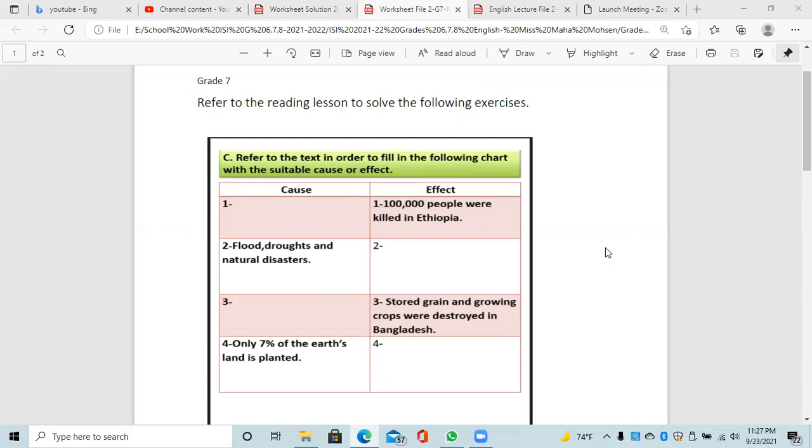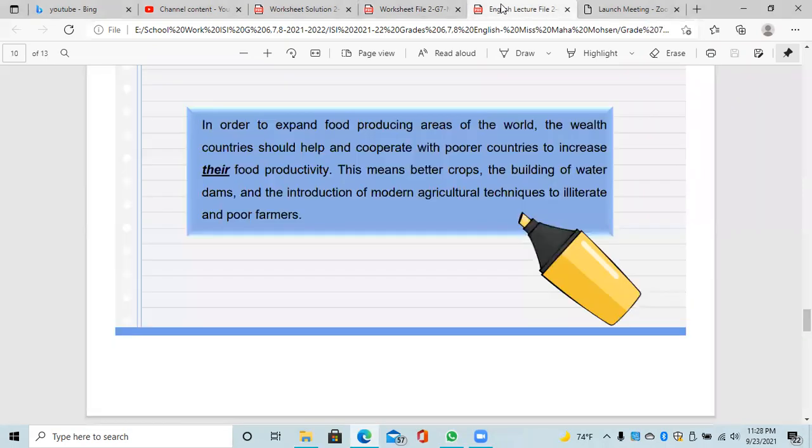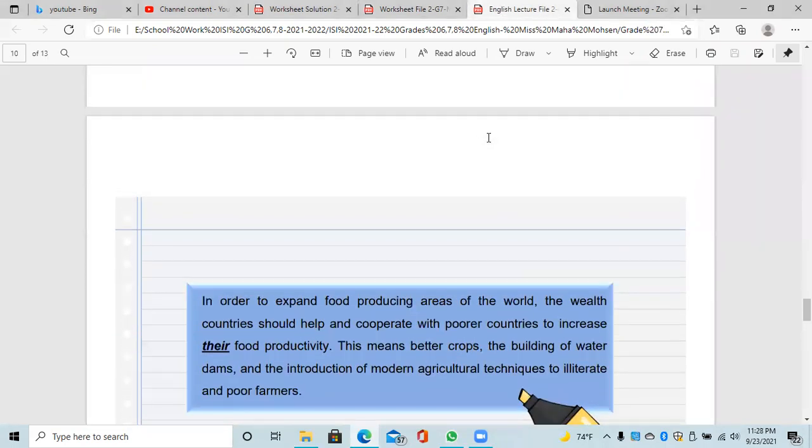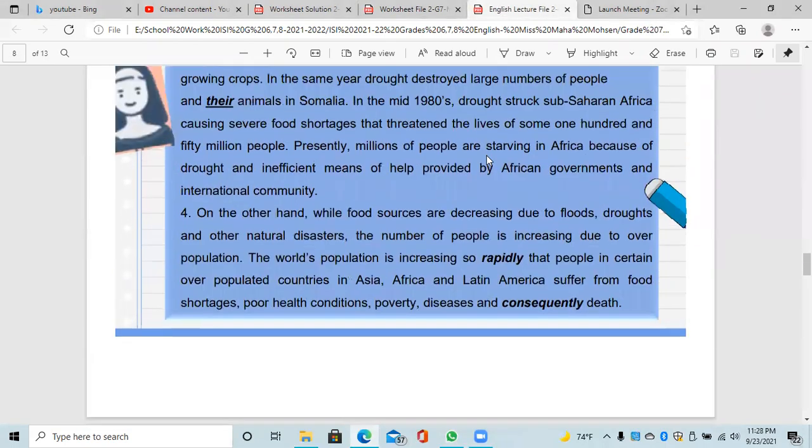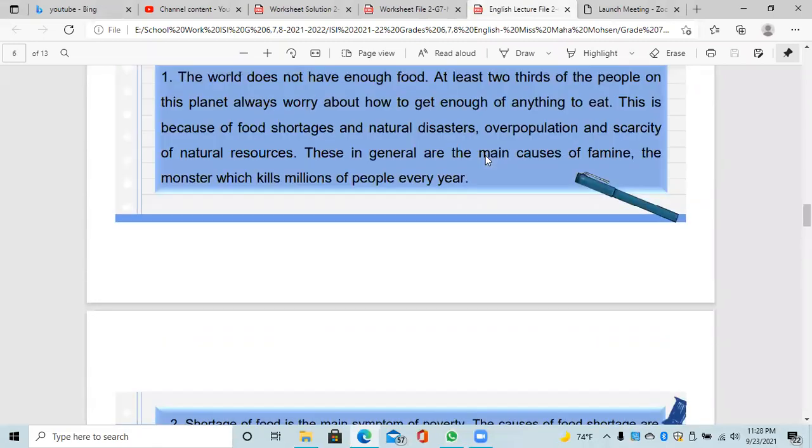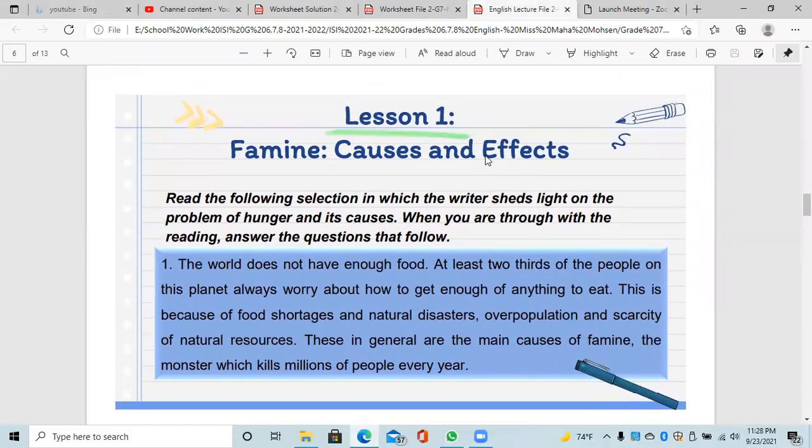So in this video, I will be showing you the solution for the worksheet that we have for this week. You have to refer to the reading lesson to solve the following exercises. The reading lesson, as I told you before, is here in the lecture file. The lecture file will always be uploaded under Monday. So here you can see the lecture file, lesson 1, famine causes and effects.